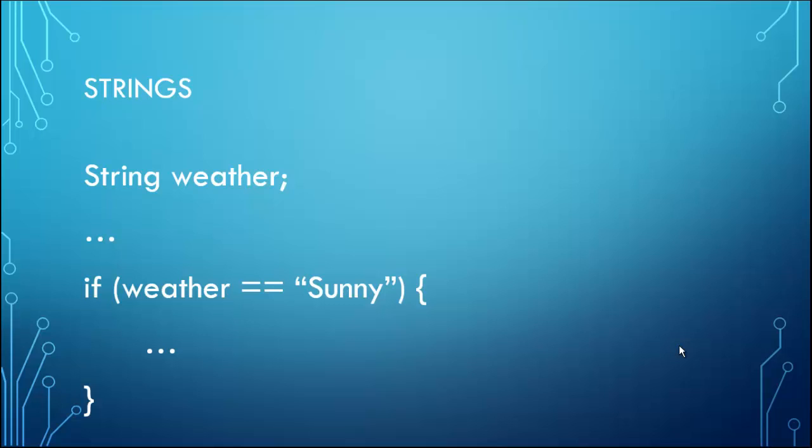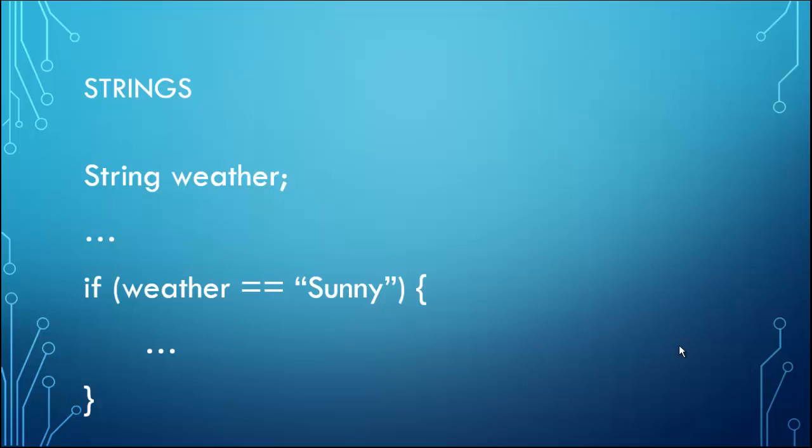So if we have a program where we create a string called weather, we figure out what the weather is like outside, and we have an if statement, if weather equals sunny, we'd think that this would run the code if the weather outside is sunny. Unfortunately, weather equals sunny is almost always going to be false. This doesn't do what we want it to do.